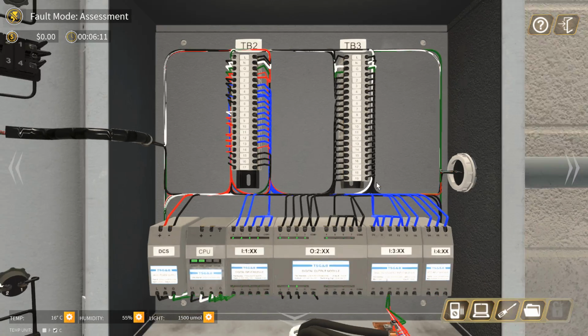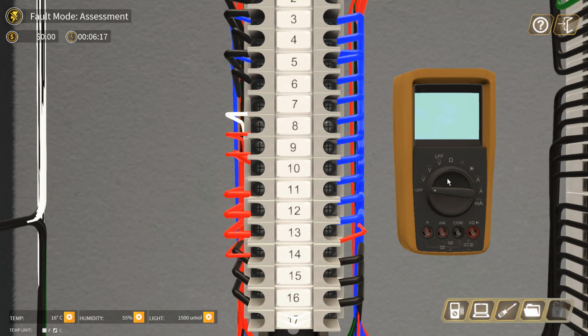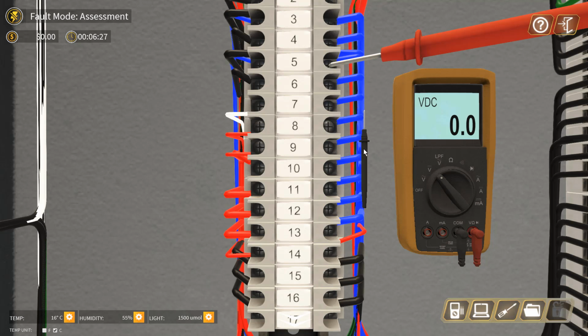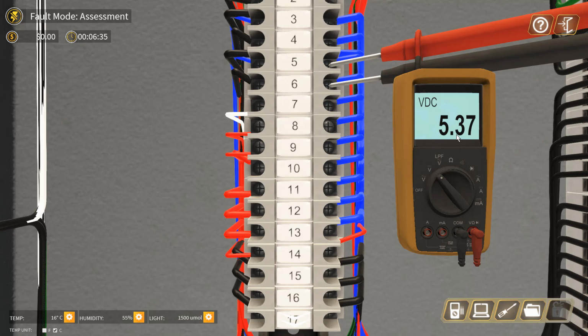Okay, and we take out our multimeter and then set to DC voltage, measure TB25 and TB26. Okay, now it reads 5.37 volt, which is wrong.